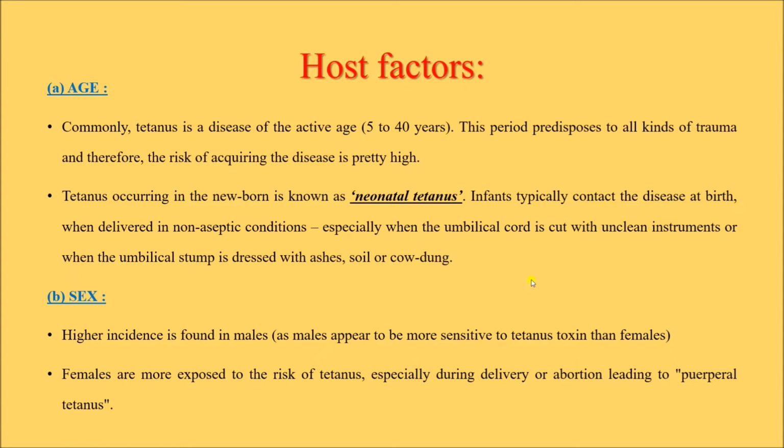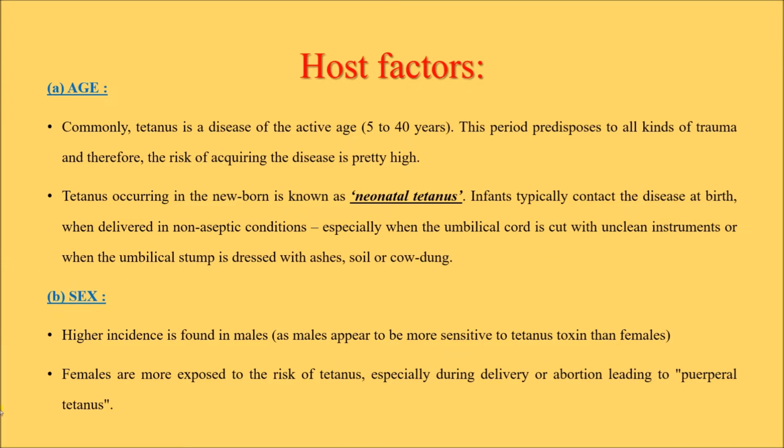Tetanus occurring in the newborn is known as neonatal tetanus. Infants typically contract the disease at birth when delivered in a non-aseptic condition, especially when the umbilical cord is cut with uncleaned instruments, or when the umbilical stump is dressed with ashes, soil, or cow dung. So basically, unsafe delivery practices can lead to neonatal tetanus.